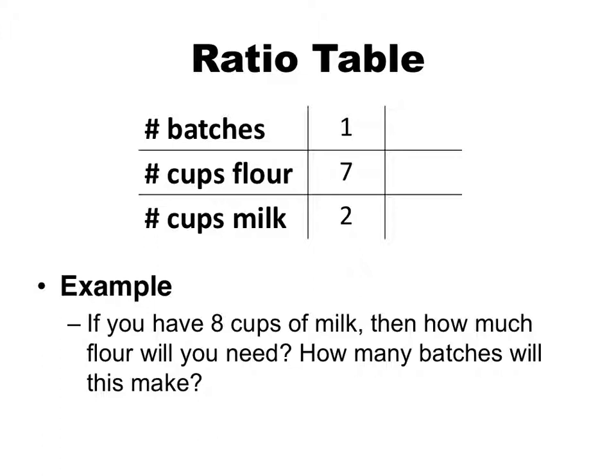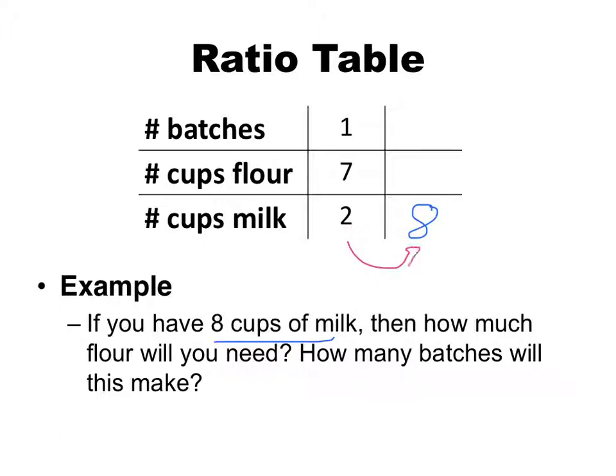Okay? So here's our original ratio table. One batch takes 7 cups of flour and 2 cups of milk. But now we have 8 cups of milk. And so we're going to put an 8 here in the second column of our ratio table. And so I say to myself, well, what can I multiply 2 by to get 8?